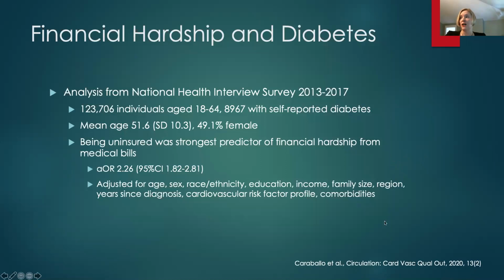In another study, also using National Health Interview Survey data among younger patients, age 18 to 64, they did a detailed analysis of the association of multiple different metrics with those reporting financial hardship from medical bills. And you can see here, being uninsured was the strongest predictor of reporting financial hardship from medical bills, with those that were uninsured having more than twice the likelihood of reporting financial hardship from medical bills in an adjusted model.